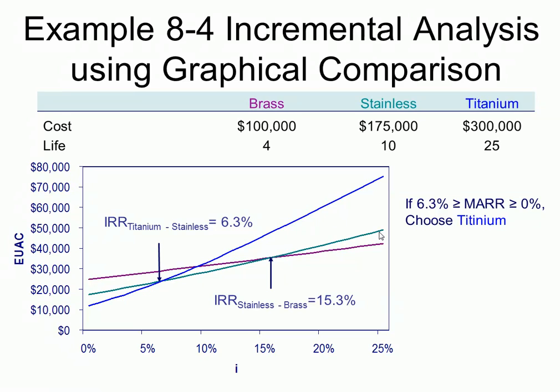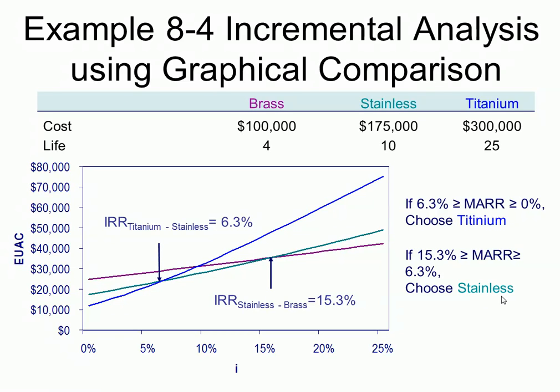Then if the minimum attractive rate of return is lower than 6.3, we choose titanium. If the minimum attractive rate of return is higher than 6.3, then titanium would give us 6.3, but the minimum attractive rate of return is higher, so we're not interested in titanium. We're going to go with stainless as long as the minimum attractive rate of return is smaller than 15.3%.